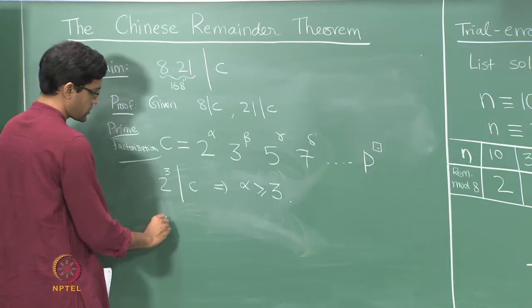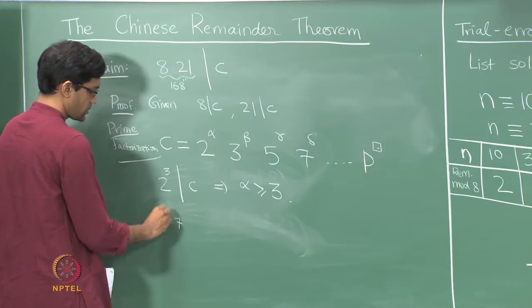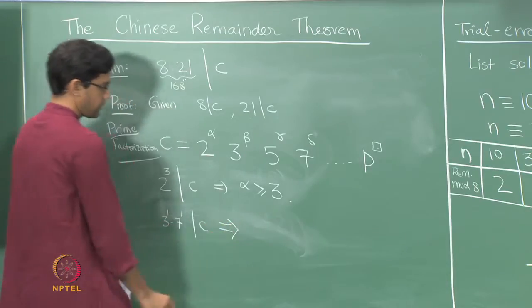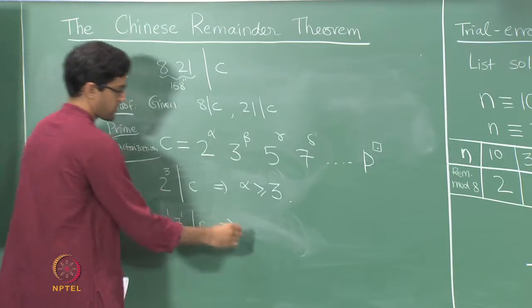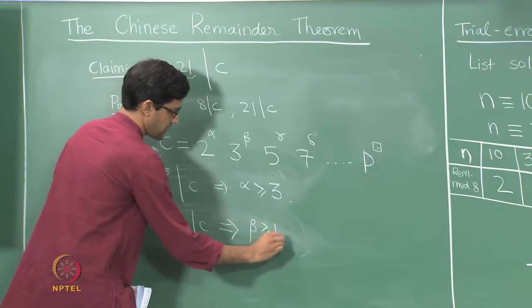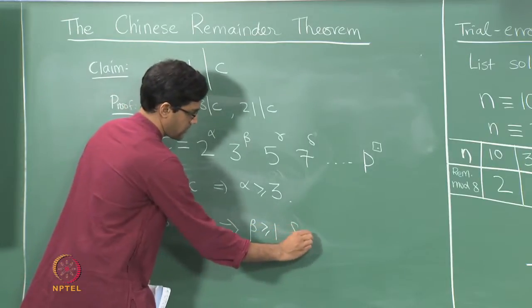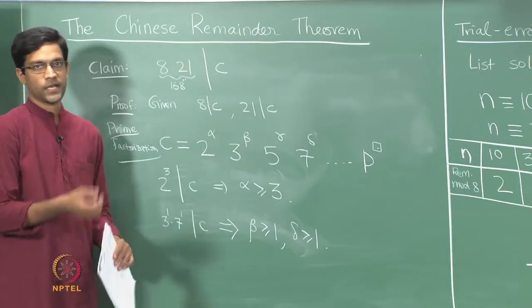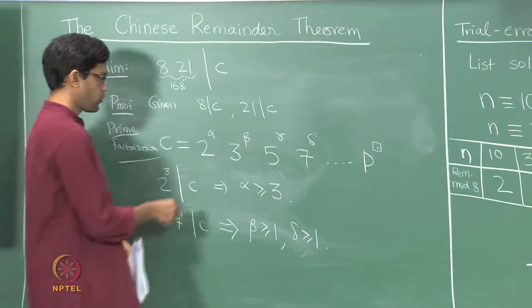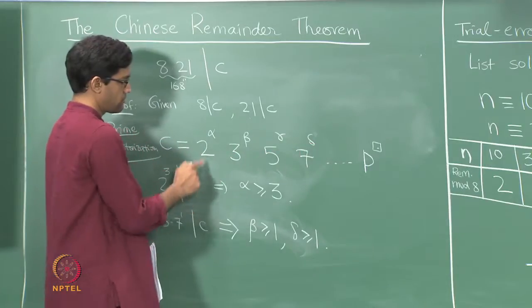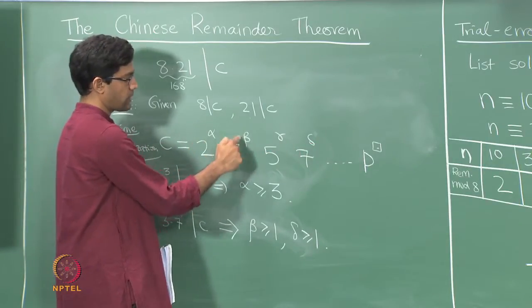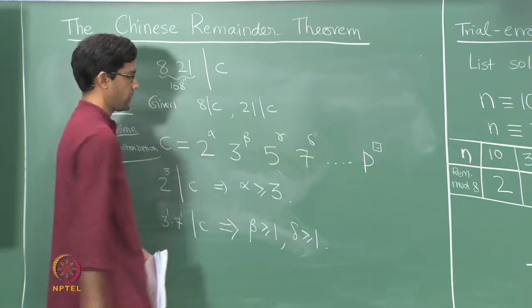Similarly, 21 is 3 times 7, so it's 3 to the power 1 times 7 to the power 1. C is a multiple of that, which implies that there must be at least one power of 3 and at least one power of 7. Let's call it delta. The rest of the things I can't say anything about, but at least I have concluded that the prime factorization of C must have at least a 2 cubed appearing, a 3 to the power 1 appearing and a 7 to the power 1 appearing.